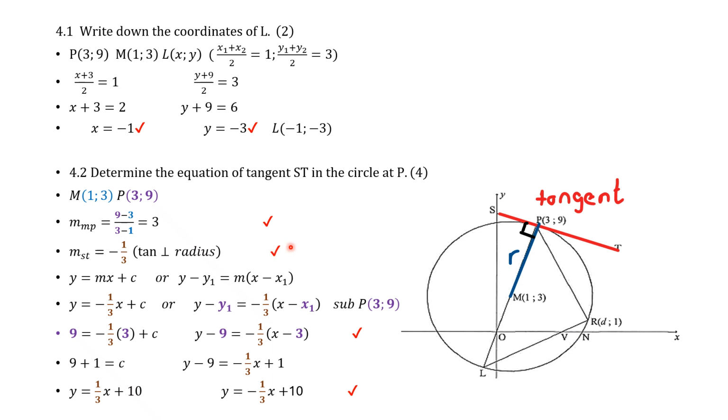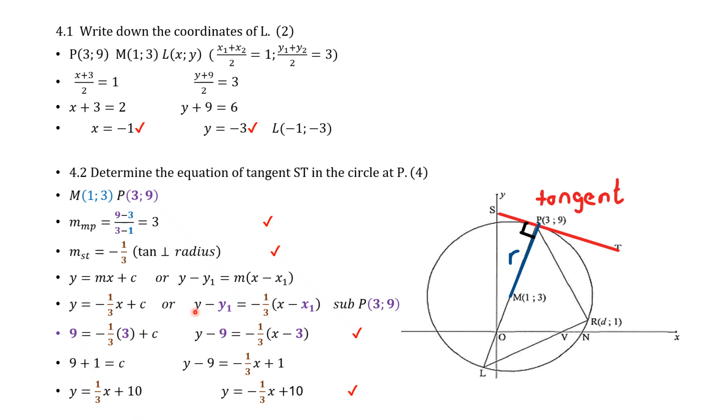So there, another mark. I can find it two ways, y equals mx plus c, or y minus y1 equals m(x minus x1). Go the first route, m is negative 1 over 3, so y equals negative 1 over 3 x plus c. Sub in P, 3 and 9, which is the only point on the tangent. So this states that x is 3, y is 9. 3 times negative a third would give me negative 1. If I take it across, it becomes plus 1. So c equals 9 plus 1, which then gives me 10.